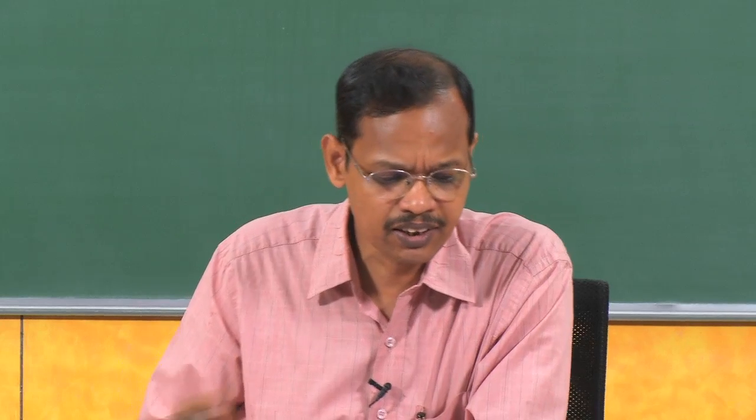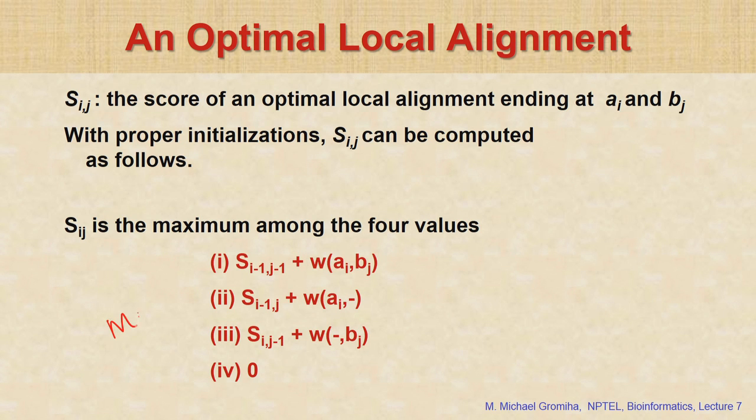So, now the condition is the maximum of these 4 options. One is S(i-1, j-1), diagonal, right, go through diagonal lines, with A and B with respect to match and mismatch. The second one is the gap, third is also a gap, insertion and deletion, and the last option they give is 0.